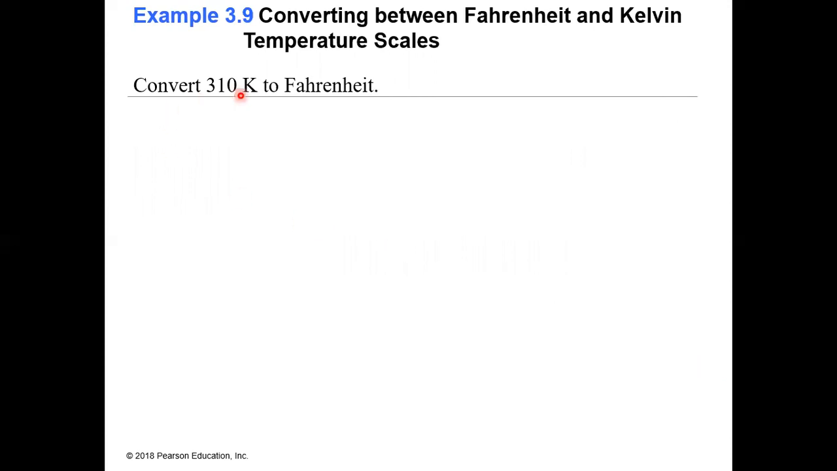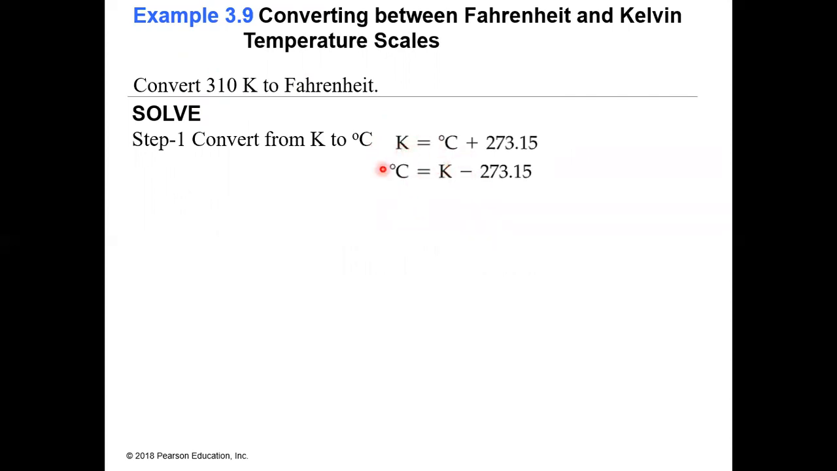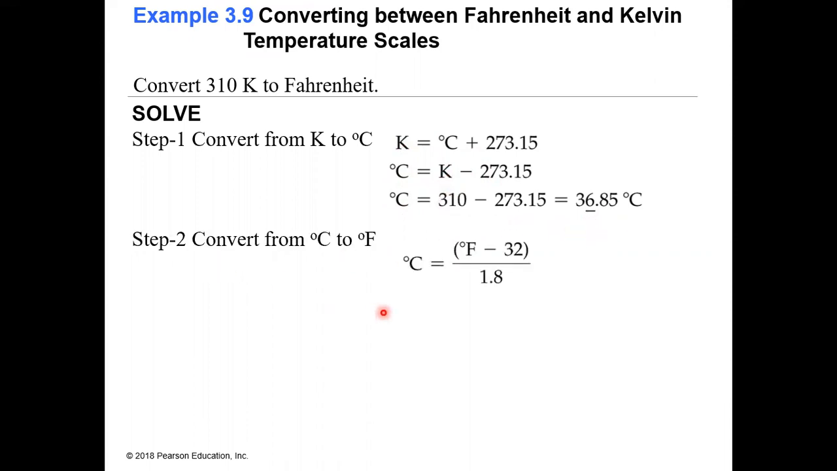In this example, we are converting 310 Kelvin to Fahrenheit. You first need to convert the Kelvin to Celsius using this equation. Even though this equation gives you the Kelvin, you can do some algebraic manipulation and get the equation for Celsius. Now you can substitute K by 310 and get 36.85. Now you are ready to use this equation to get the Fahrenheit. You can plug the number in and solve for the Fahrenheit, or solve for the Fahrenheit first and then plug in. That's what we did here.